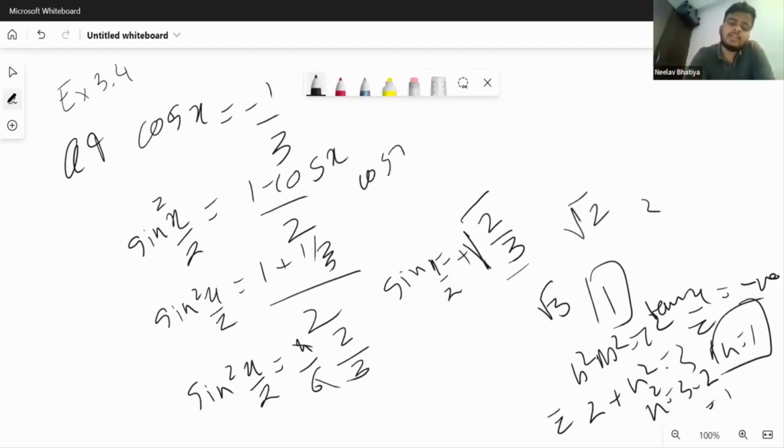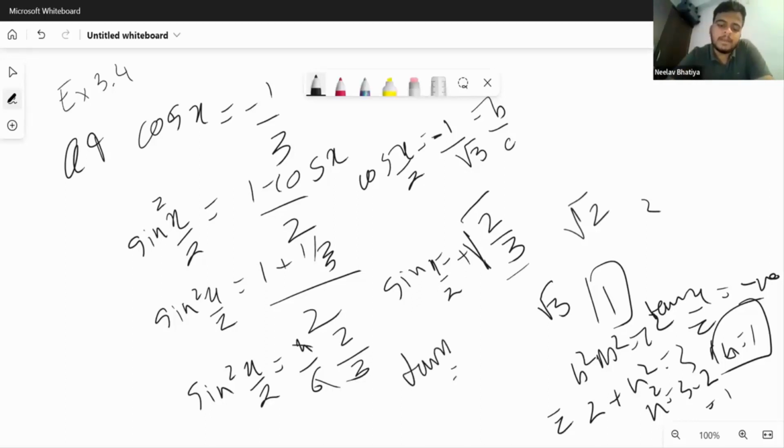So cos x by 2 is nothing but 1 upon root 3. That is breadth upon hypotenuse. Correct. And I've already solved for the breadth. The breadth came as being equal to 1. But what is the sign here? Because x by 2 is in the second quadrant, the sign is negative. That makes sense because x by 2 is in the second quadrant and cos is negative in the same quadrant. So the cos x by 2 is negative right here.